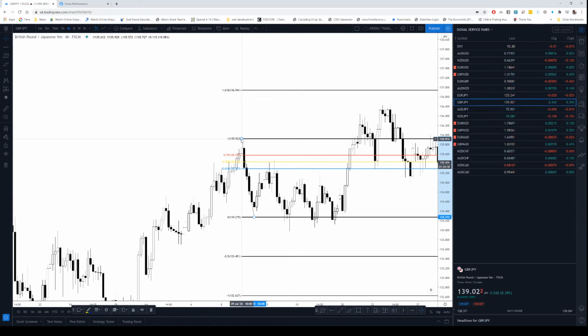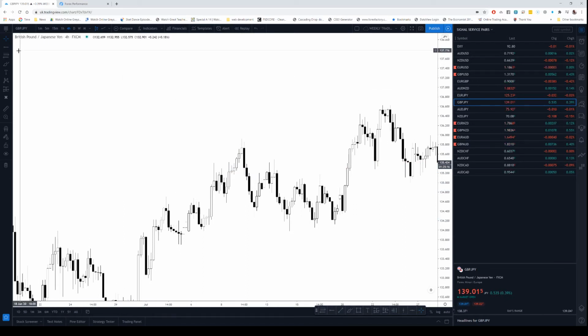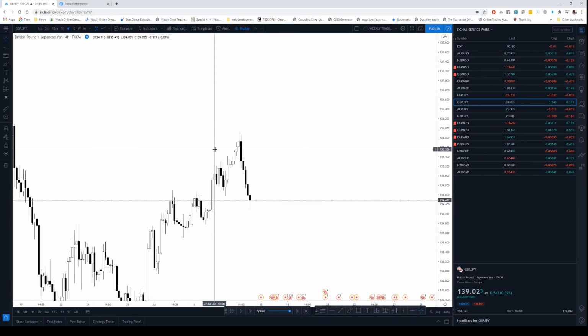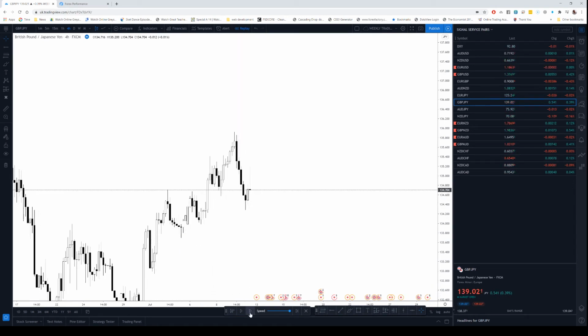Right, so if I just cut off this area, on the 4-hour, once price went below here, we are bearish. So you're waiting for what? A retracement.